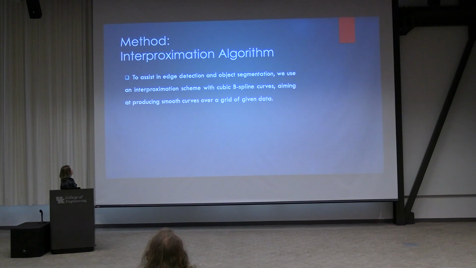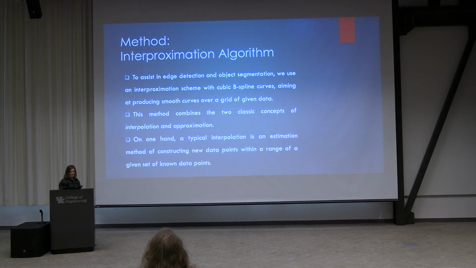And the next step is the interproximation algorithm. To give us a good approximation and a smooth boundary of a curve, we'll employ this method. In this method, we use Cubic B-Spline, and we want to approximate given data with a method that combines interpolation and approximation techniques together. So let's talk about this really briefly.